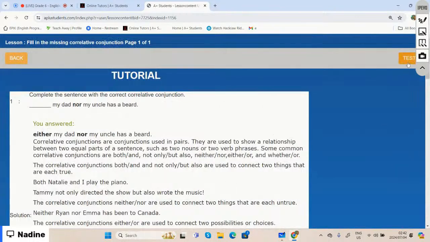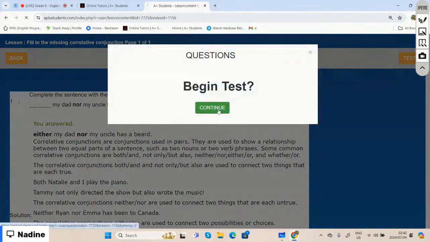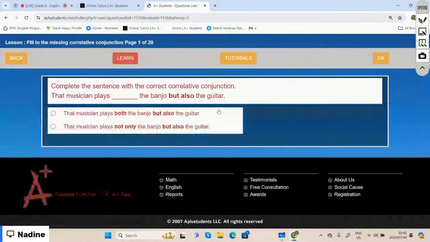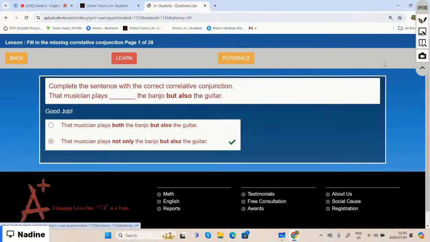So now we're going to fill in the missing correlative conjunction on our test. It says that musician plays. Do we say both the banjo but also the guitar, or do we say that musician plays not only the banjo but also the guitar? And remember, keeping in mind that it is pairs, right? That is already worked out. So which means that we will go with option two, not only but also, they go together.